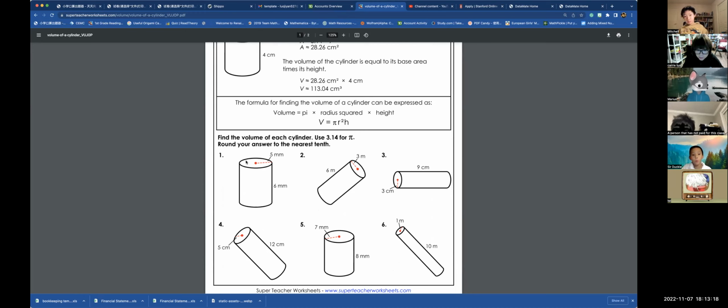So what is the bottom? We need to calculate the area of the circle first. So it's 5 times 5 times pi. And the height is what? It is 6. So the answer is 150 pi millimeter cube. Understand, everybody?